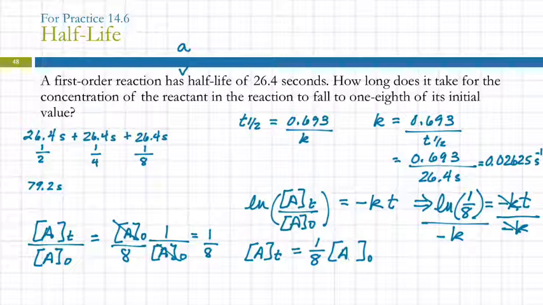Well, we know what k is. We figured it out already, right? It's this number up here. So I'm just going to write it in here. Negative 0.02625 reciprocal seconds. So t is the natural log of 1/8 divided by negative 0.02625.